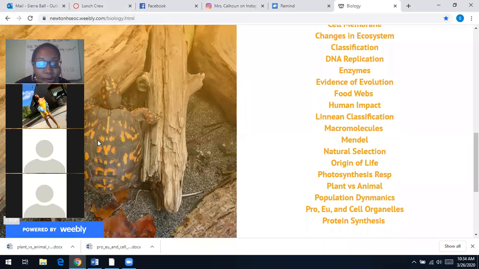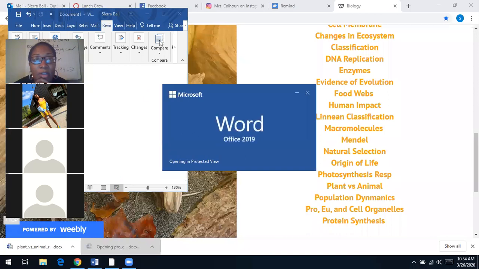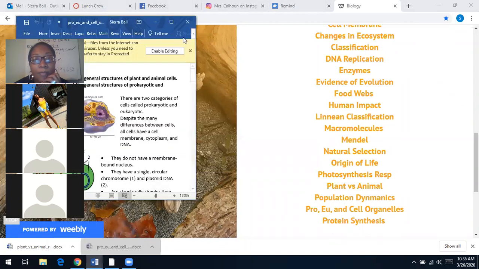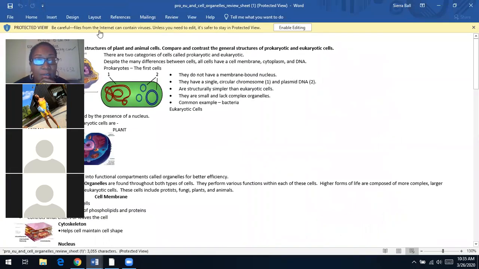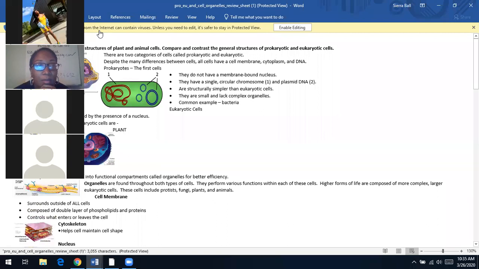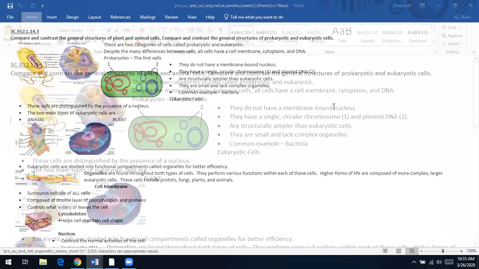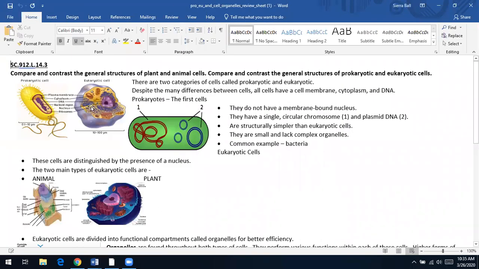All right, so let's get started. The first one, like I said, that we're going to do is prokaryotes, eukaryotes, and cell organelles. I got to minimize this. That didn't help. There we go. You can see this worksheet. Okay, is this what you guys see when you bring up the page?